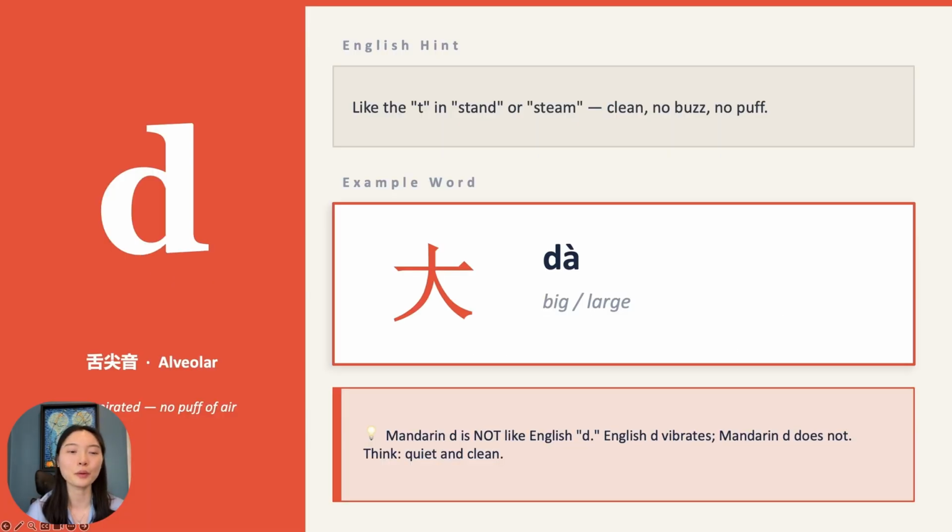D. Here's the important thing. Mandarin D is not like the D in dad. English D has a buzzing vibration in your throat. Mandarin D does not. Instead, think of the D in stand or steam. Clean, no buzz, no puff. Place the tip of your tongue behind your upper teeth, then release. Let's say it together. D, da, da, da.